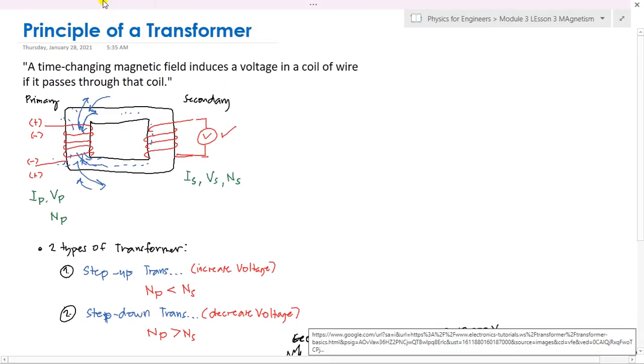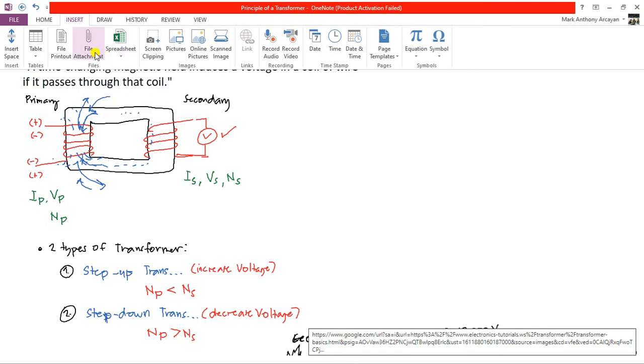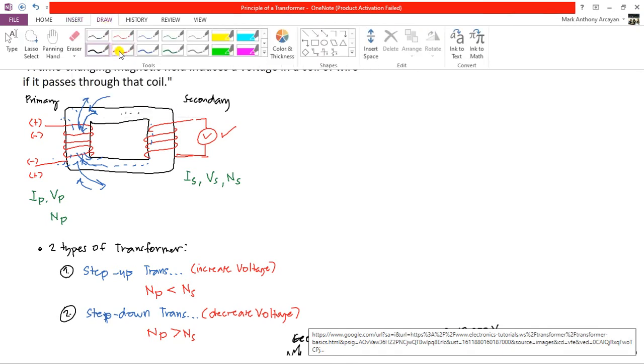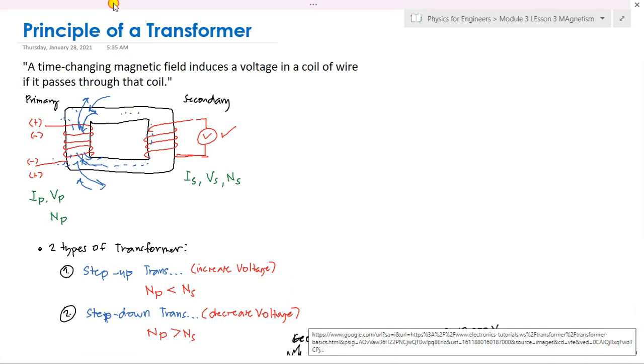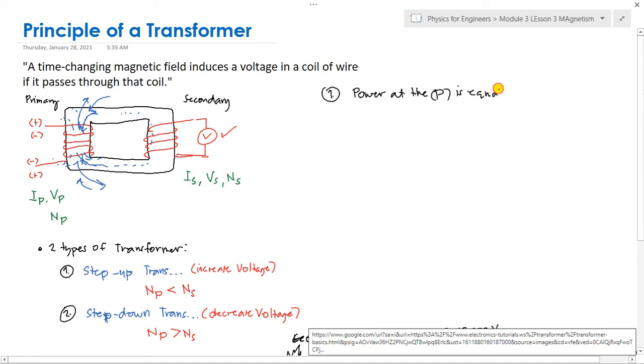So, here, let's solve for the relationship that exists between these three parameters. Let's start our analysis with the first condition. That is why in a transformer we cannot increase voltage to infinity and we cannot decrease voltage to zero, because of this first condition. That is, the power at the primary side is equal to the secondary.